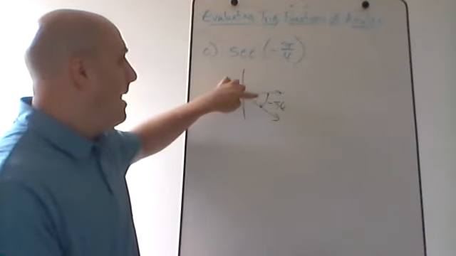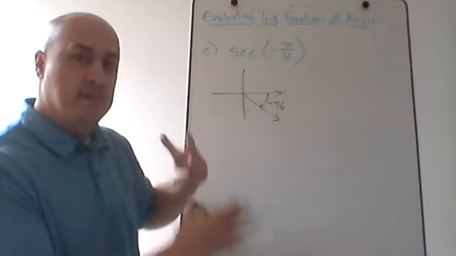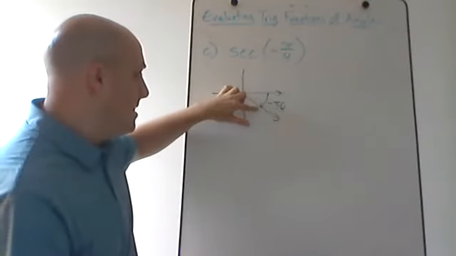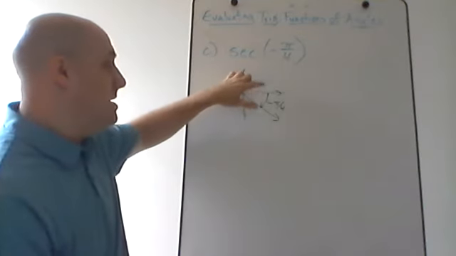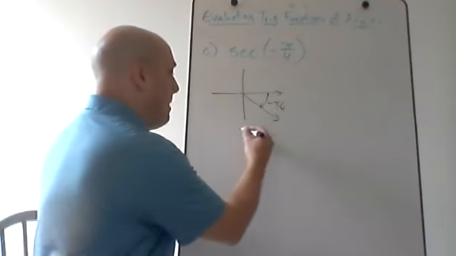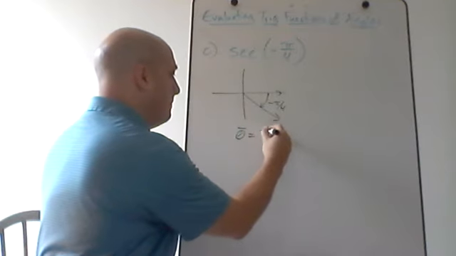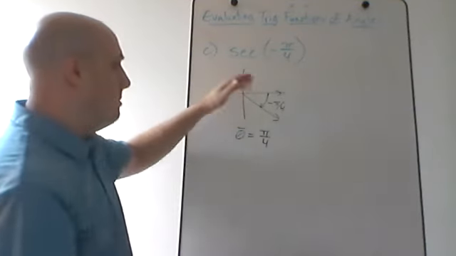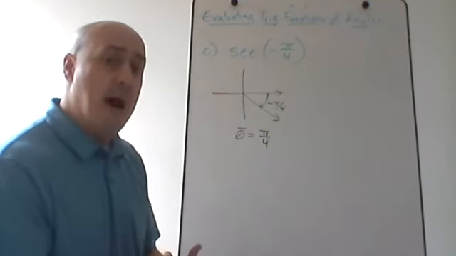Right now, my reference angle here, from this terminal point back up to the x-axis, would be pi over 4. Right, it's the same angle. It's just when I do my reference angle, it's always in terms of a positive angle.